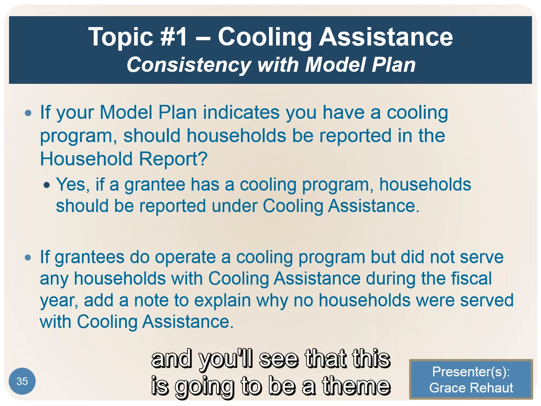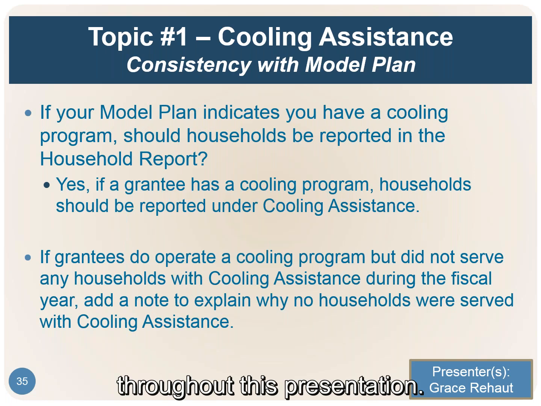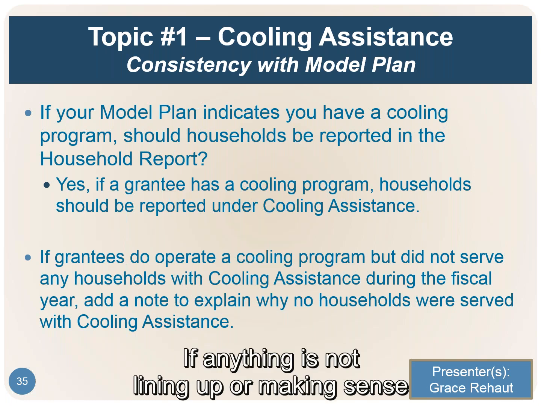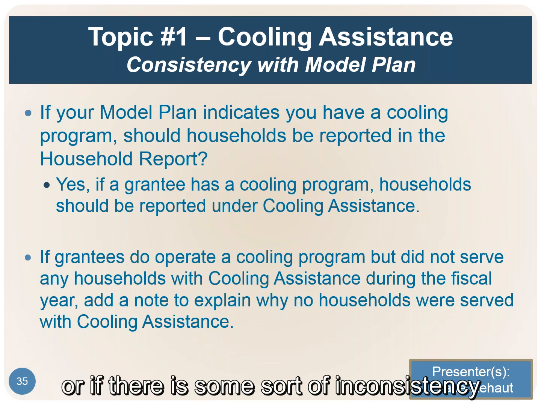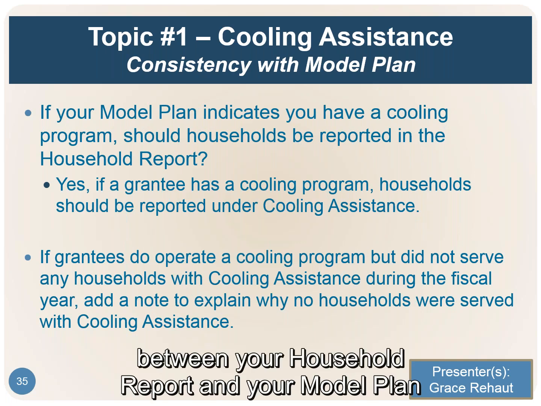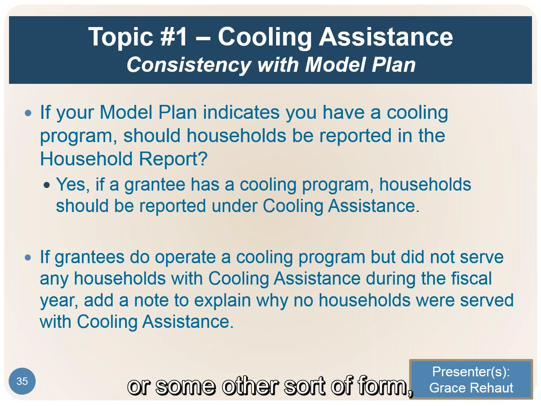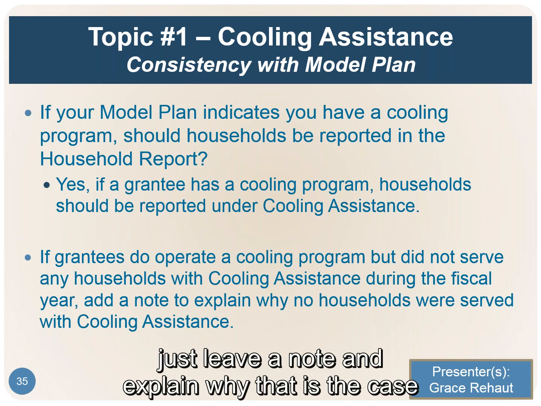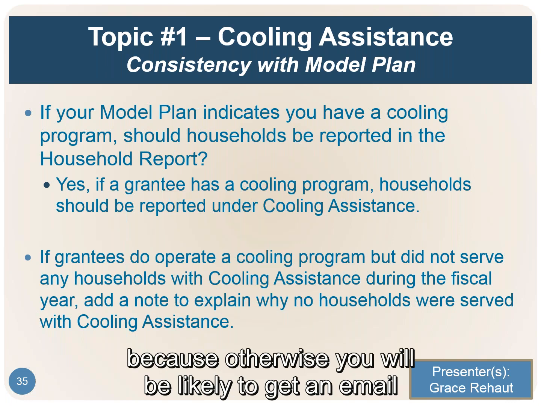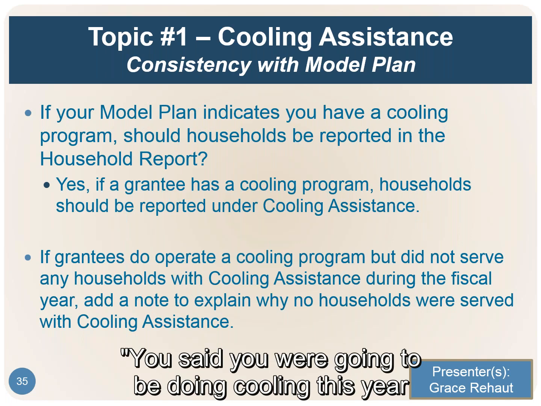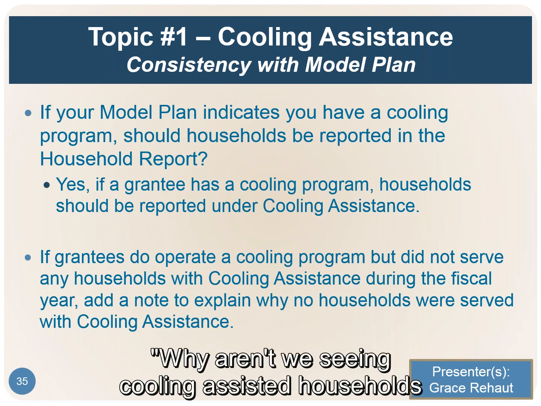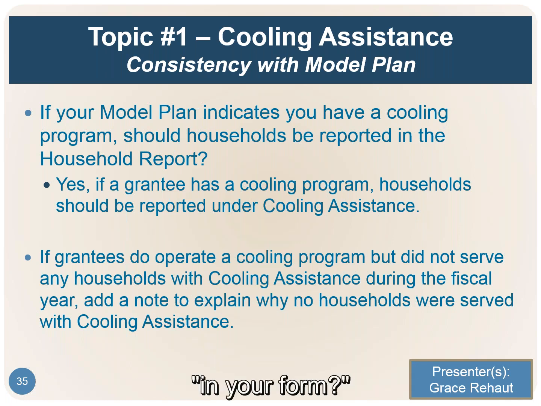And you'll see that this is going to be a theme throughout this presentation. If anything is not lining up or making sense in your household report, or if there is some sort of inconsistency between your household report and your model plan or some other sort of form, just leave a note and explain why that is the case, because otherwise you will be likely to get an email from someone at OCS or a prize that says, you said you were going to be doing cooling this year in your model plan. Why aren't we seeing cooling assisted households in your form?